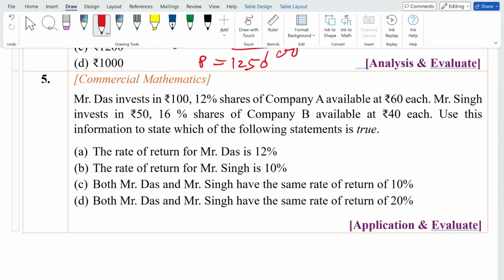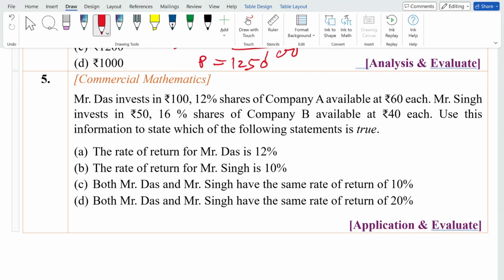Next question is share and dividend. Mr. Das invests rupees 100, 12% shares of company A available at rupees 60 each. Mr. Singh invests in rupees 50, 16% shares of company B available at rupees 40. Use this information to state which of the following statements is true.